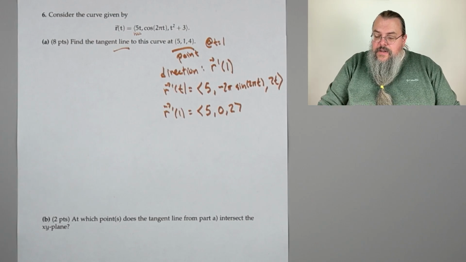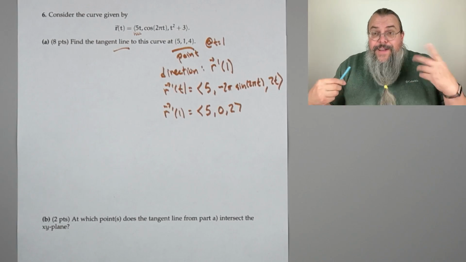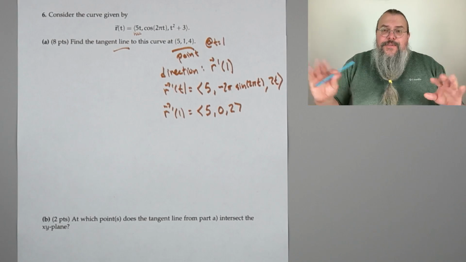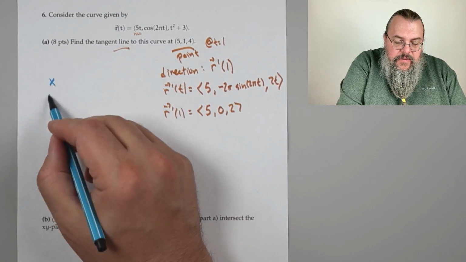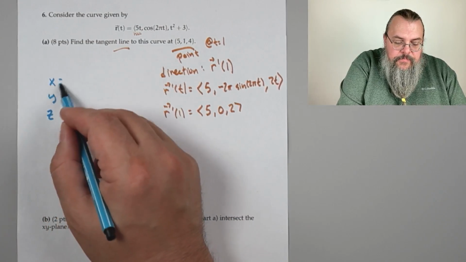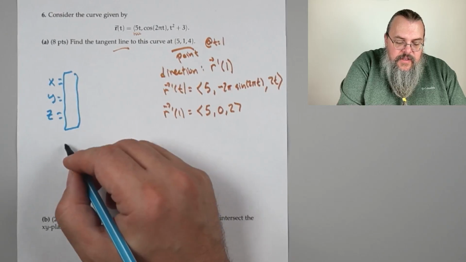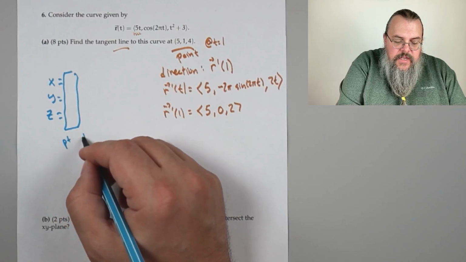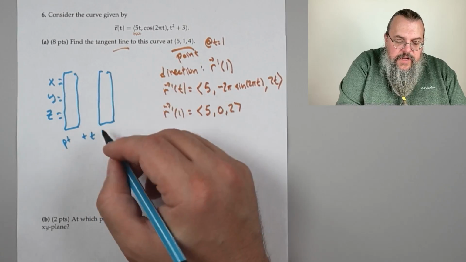Now, I like to write my curves parametrically. Sorry, I like to write my lines parametrically, even my curves too. And so I'm going to write it in the following format. X, Y, Z. I'm going to remember that I need to have a point, and then I need to have t times direction.